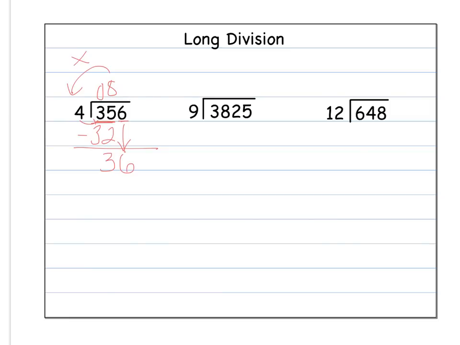How many times does 4 go into 36? That's 9 times, because 9 times 4 is 36. So 4 goes into 36 9 exact times, so there's 0 left over. This means that 356 divided by 4 is really 89.